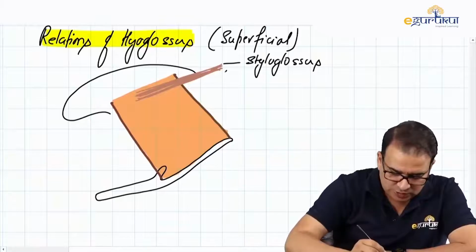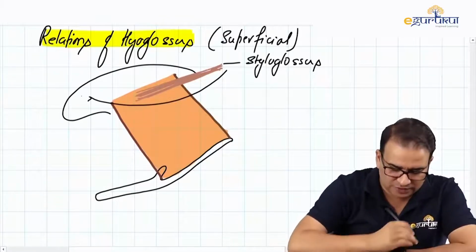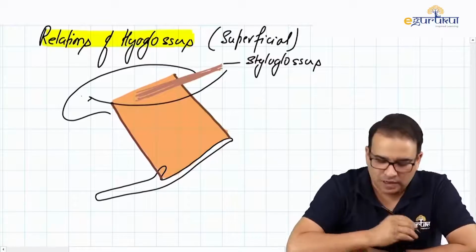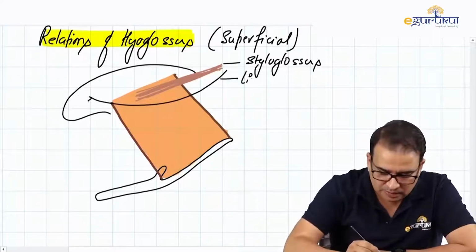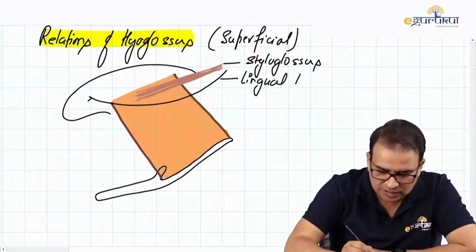Just below styloglossus, you will see the lingual nerve. We all know that the lingual nerve supplies the anterior 2/3 of the tongue. So the lingual nerve will be seen running in, passing superficial. There is the lingual nerve.